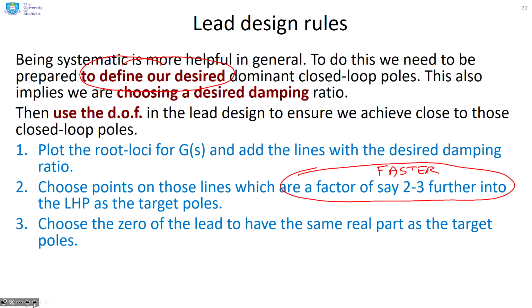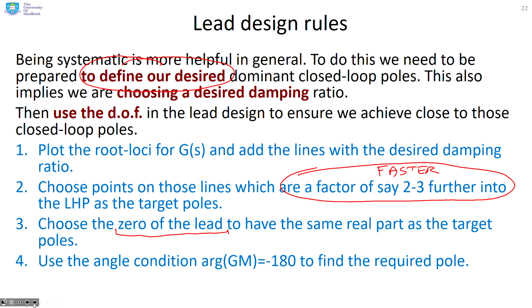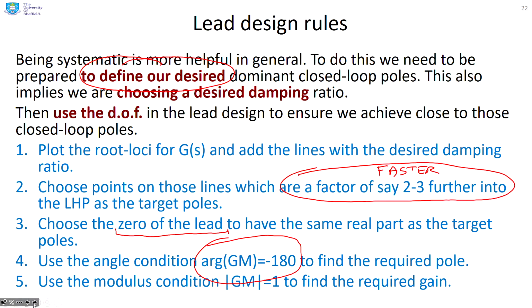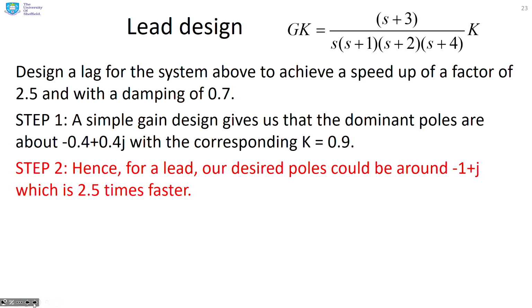Then choose the zero of the lead to have the same real part as the target poles. So you can see the definition: you define the target pole, and that implicitly then defines the zero of the lead. And then we're going to use the angle condition, so basically the argument of GM equals minus 180, to find the required pole for the lead compensator. So the figure will make it clear, and then finally use the modulus condition to find the required gain.